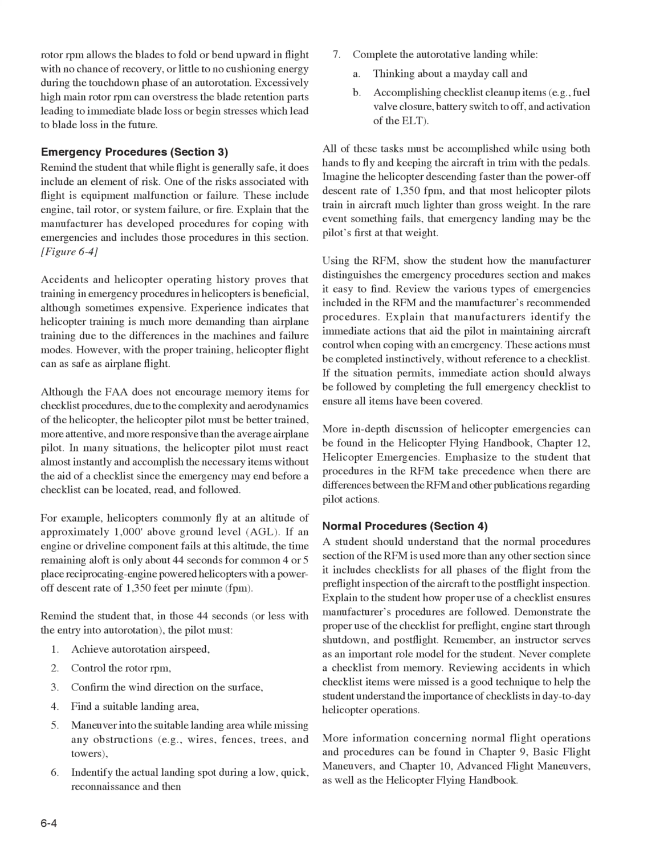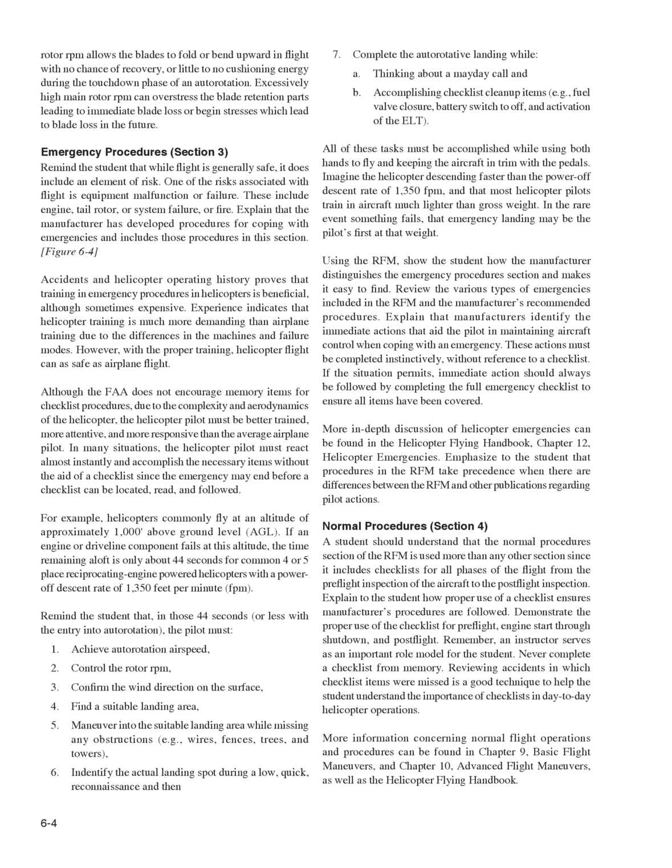Emergency procedures, Section 3. Remind the student that while flight is generally safe, it does include an element of risk. One of the risks associated with flight is equipment malfunction or failure. These include engine, tail rotor, or system failure, or fire. Explain that the manufacturer has developed procedures for coping with emergencies and includes those procedures in this section. Figure 6.4, Accidents and Helicopter Operating History, proves that training in emergency procedures in helicopters is beneficial, although sometimes expensive. Experience indicates that helicopter training is much more demanding than airplane training due to the differences in the machines and failure modes. However, with the proper training, helicopter flight can be as safe as airplane flight.